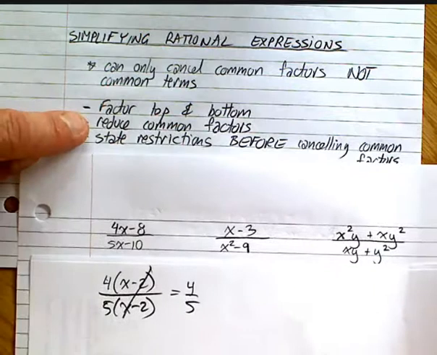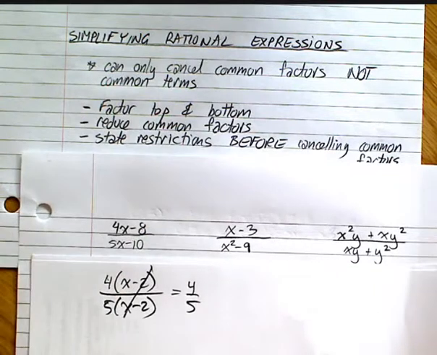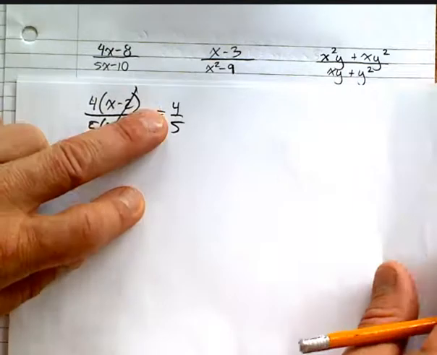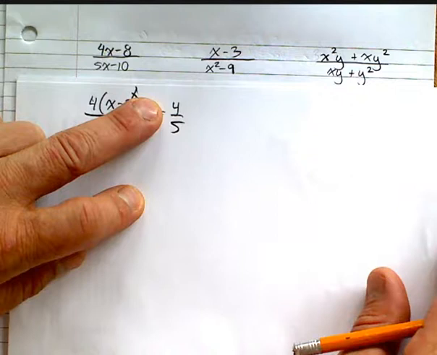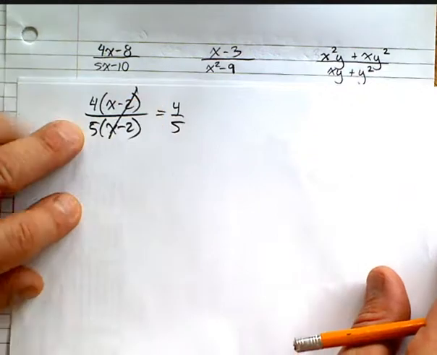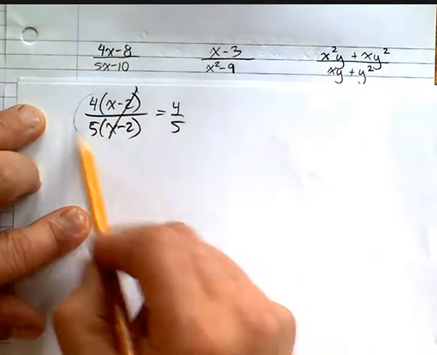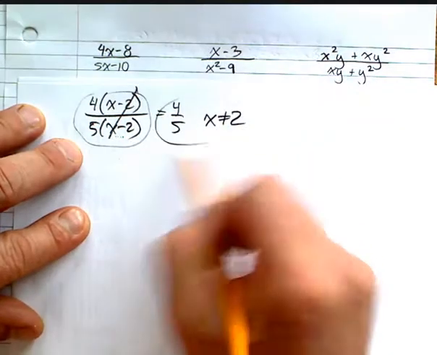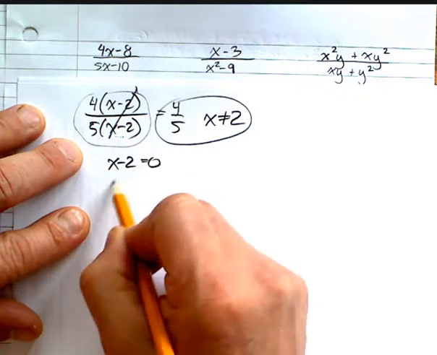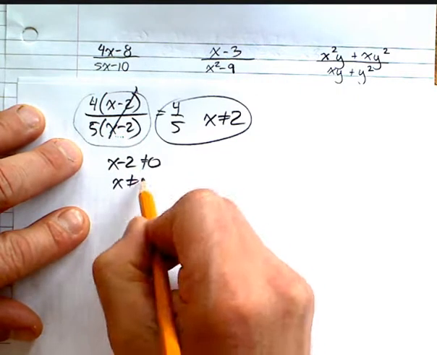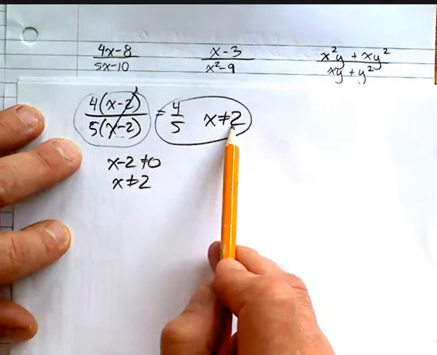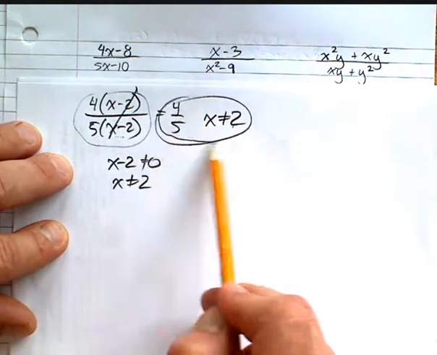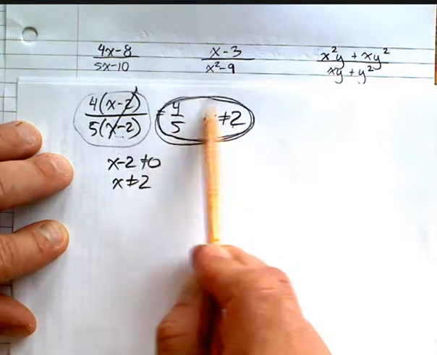And then state the restrictions. Well, you notice that in your answer here, you don't have any restrictions because there's no variable in the bottom. But what we have to do is look at the original expression in factored form. You can see that x can't be 2 because if x minus 2 is equal to 0, that means x can't be 2, and that's the restriction for this expression. So the answer has to include the simplified expression along with the restriction, okay?